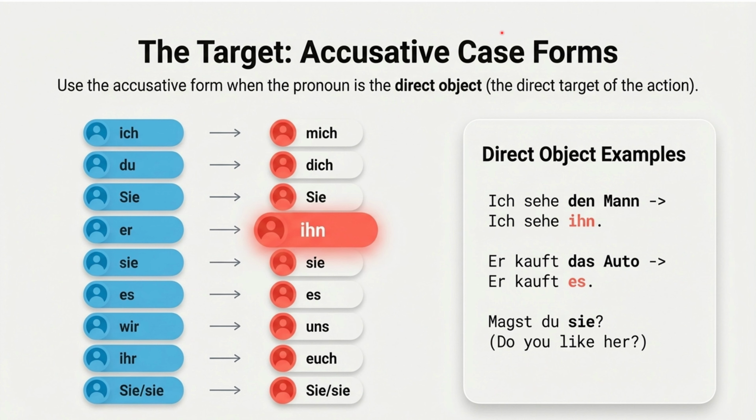Here we have some examples. Ich sehe den Mann becomes ich sehe ihn. Er kauft das Auto becomes er kauft es. Magst du sie means do you like her? These are the red costume versions of the pronouns we use when they are the direct objects.